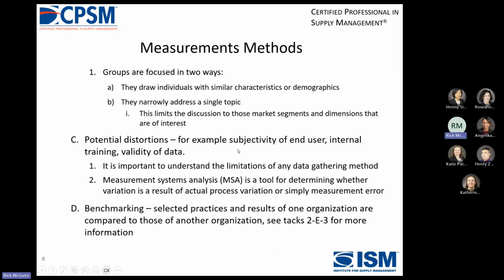Potential distortions: subjectivity of the end user. They can be very general in their responses, which doesn't help you. It's important to understand the limitations of any data gathering. So the measurement system analysis, or MSA, if you've been to the Six Sigma course, is a tool for determining whether variation is a result of actual process variation or simply measurement error. So you've got to go do your MSA to see if your measurements are good. Benchmarking: selected practices and results of one organization are compared to those of another.